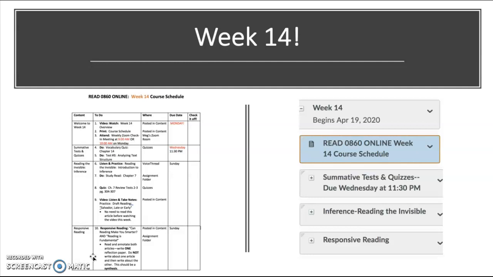Okay, so first things first, after you have your course schedule all printed out, here is our overview of the week. You will have some summative tests and quizzes. We're going to begin our new unit, Inference, Reading the Invisible, and of course you have a responsive reading assignment for the week. It's going to feel very familiar. I'm sure you're getting a hang of this now that we have been doing it for a couple of weeks.